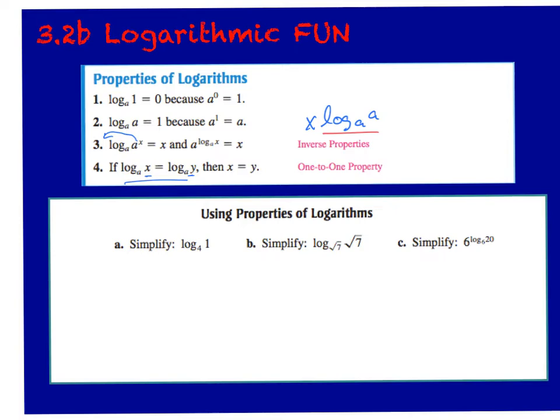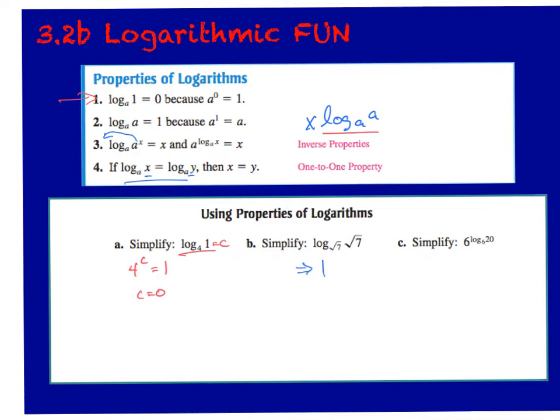So part A, I have log base 4 of 1. If I set it equal to c, how do you solve a log? We'd have 4 to the power of c is equal to 1, and so c would equal 0. Or you could just memorize this property of logarithms. The next one, we have log base square root 7 of square root 7. My base and my argument are the same thing, so that's equal to 1.